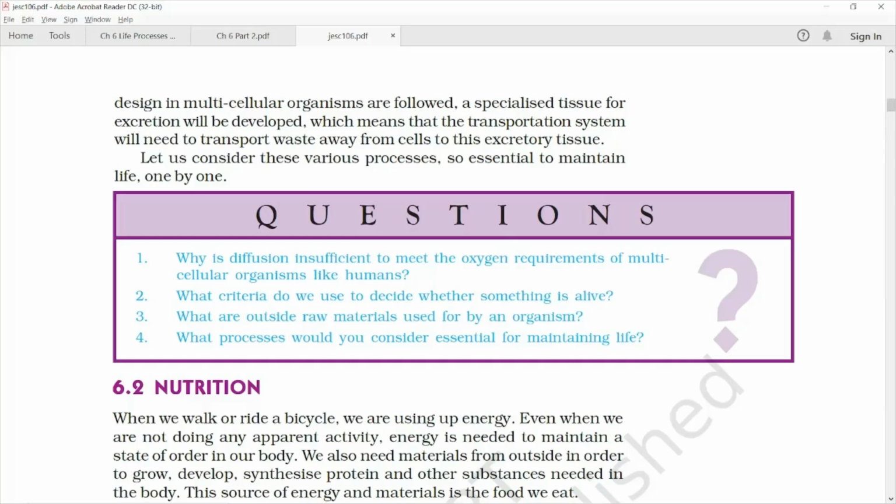The following processes are essential for maintaining life: nutrition, respiration, transportation and excretion. Guys, it seems that there are no extra questions for this because it is a very simple topic.